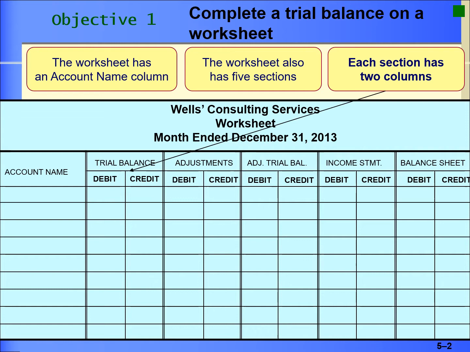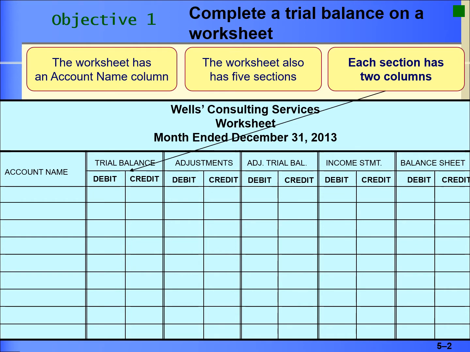And one of the things I just want to comment about a worksheet is that it is a tool. Not all businesses and companies actually use a worksheet, but for the purposes of trying to show you how the adjustments affect certain account balances, this textbook and many textbooks like to use the concept of a worksheet just to kind of demonstrate the visual aspect of how that works.